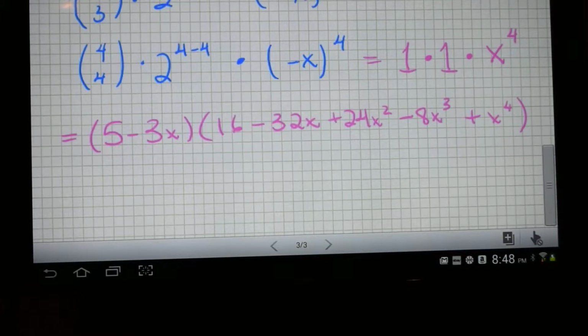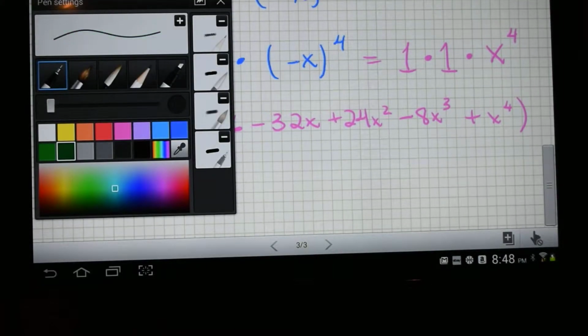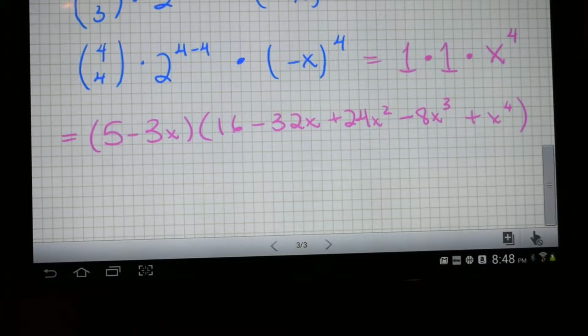And now you're going to use FOIL or the grid to expand this. I know it seems like a lot of work, but really this is the only way to do this problem. So it could be worse, I guess. Okie dokie, I'm not looking forward to it either. I'm going to kind of use FOIL because the grid gets to be kind of annoying. So it's this times all of these, and then this one times each of these. So let's see. 5 times 16, 80. 80 minus 5 times 32, 160x, plus 24 times 5.